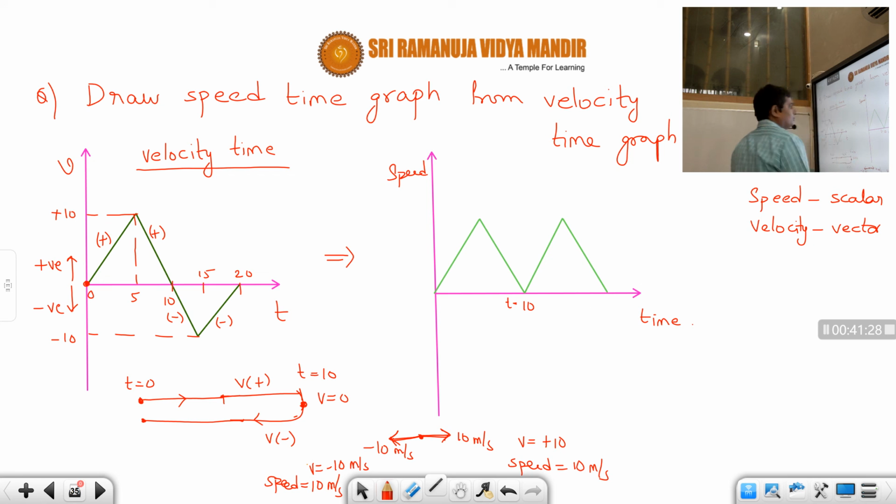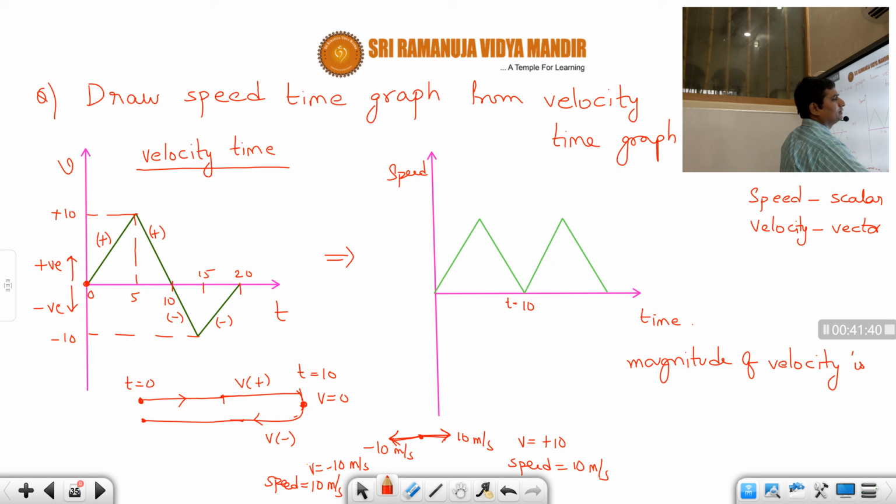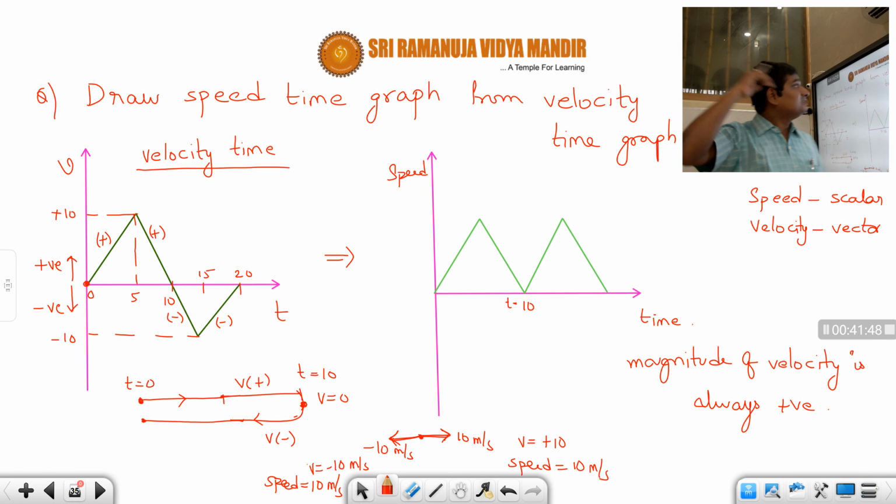So whenever you are asked to find the speed time graph, just take the magnitude of the velocity. That's all. Magnitude of velocity is always positive, students. So you can always remember that the shape of the speed time graph will always be above the time axis, because it's only a magnitude. That's how we can easily draw this graph.